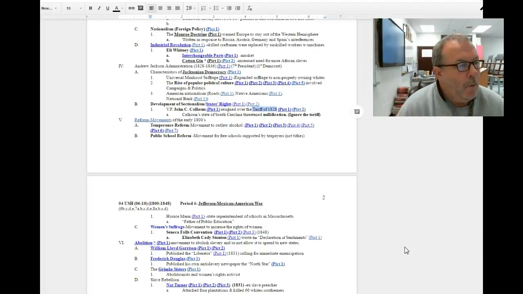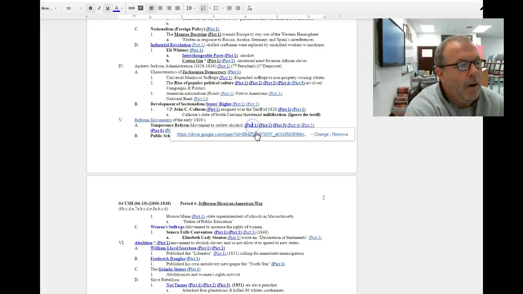Unit 4, Period 4, Section 5 deals with reform movements before the Civil War. This is the early 1800s. The first reform movement we're going to discuss is the temperance movement. The temperance movement was an attempt, mostly by women in the United States, to outlaw alcohol.